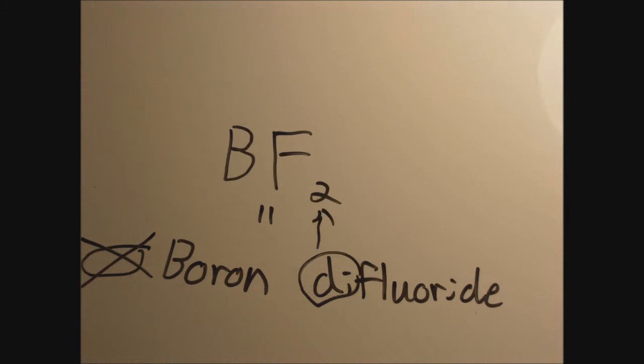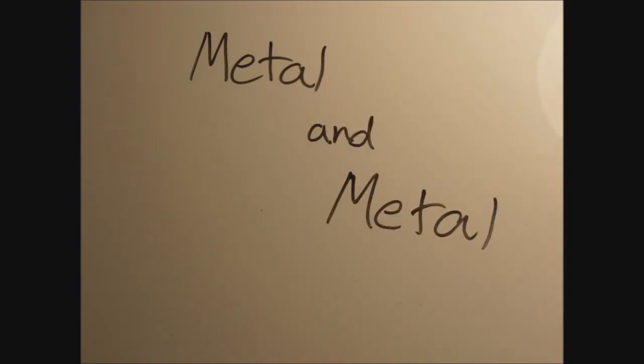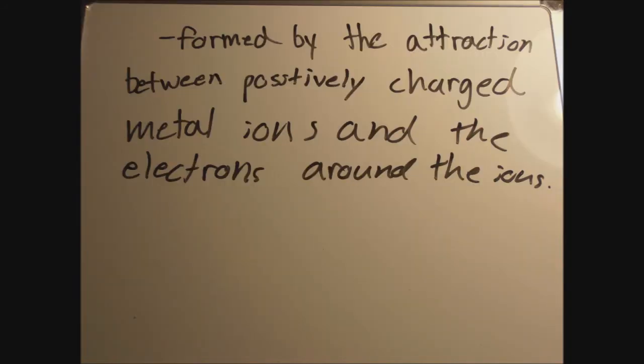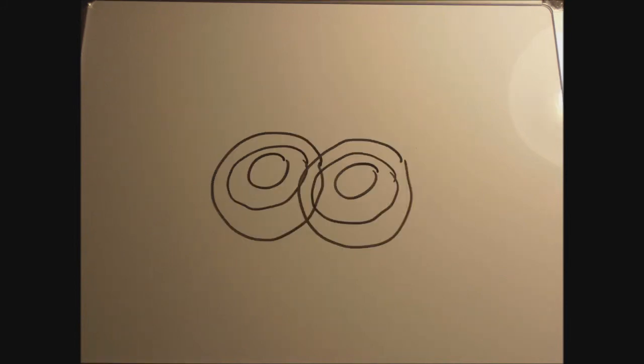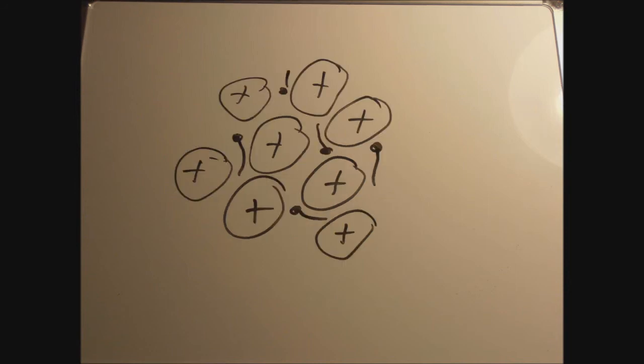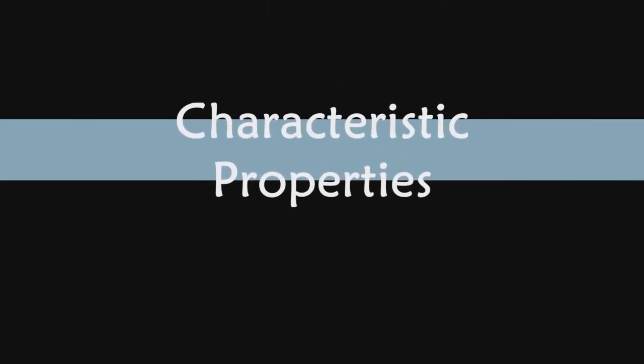Now moving on last, metallic bonds. The last of 3 categories. It combines metal and metal, and is formed by the attraction between positively charged metal ions and the electrons around the ions. The energy levels collapse into one another, and this allows the electrons to flow freely throughout the metal and around the positive ions. At the same time, it goes non-stop, canceling out the positive ion charges to make the metal still and combined. And now we move on to characteristic properties.